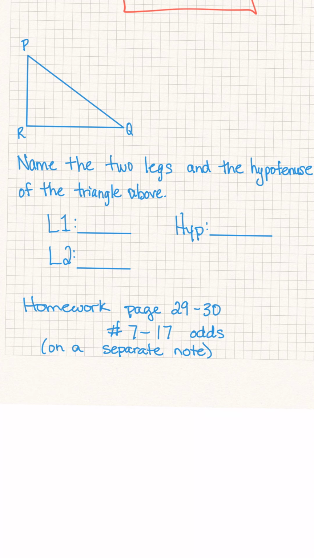Now we're going to look at this triangle and name the two legs and the hypotenuse of the triangle above. This is leg 1, and it could be either one. We're going to name it line PR. To show that, you just put a line above the two letters. This second leg is going to be RQ. You could do QR, you could do RP. Either of those in either order just shows that those two connected points are the leg.